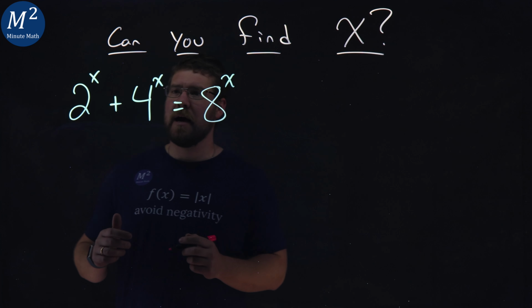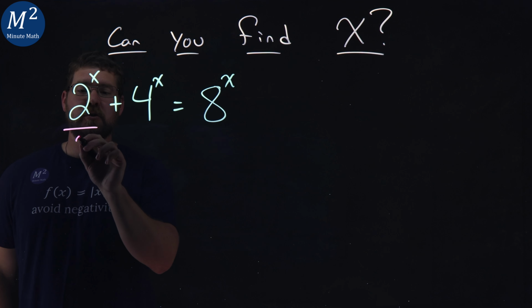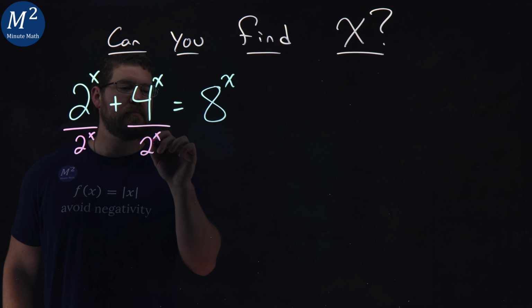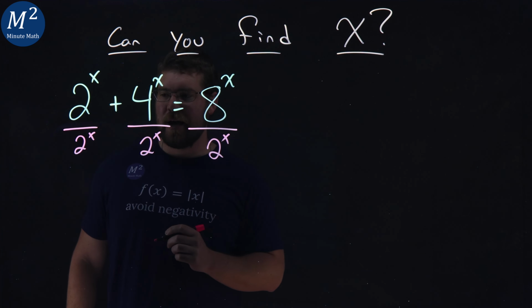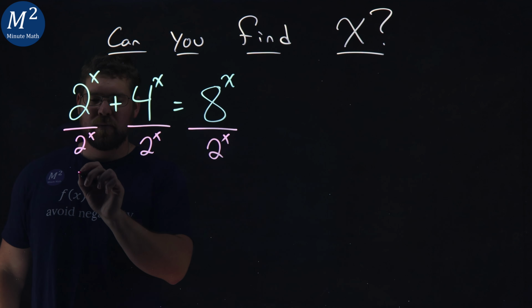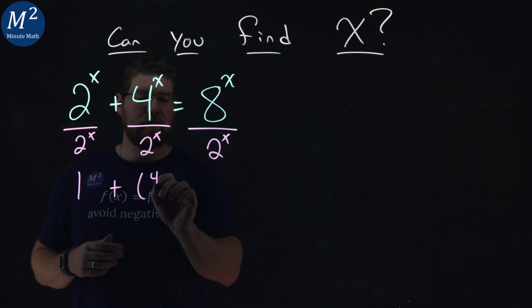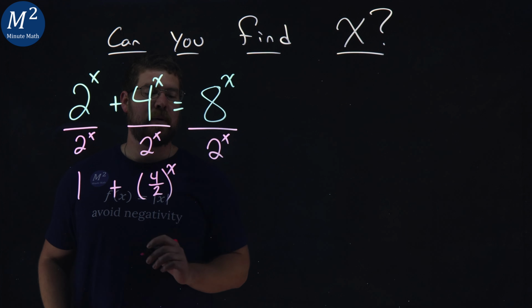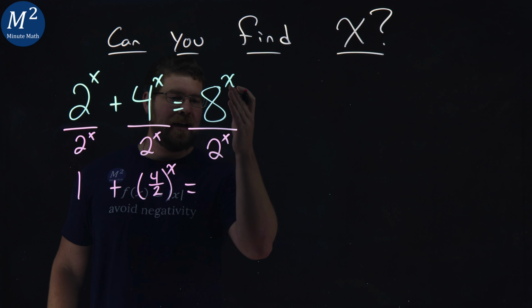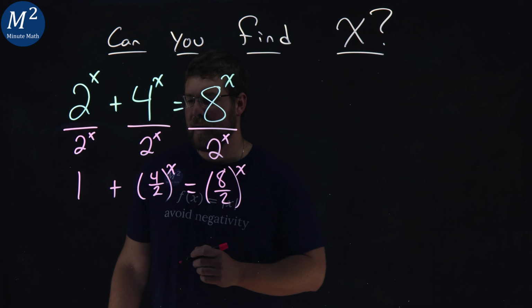All right, 2 to the x power plus 4 to the x power equals 8 to the x power. Let's divide everything by 2 to the x power. Not too shabby here. 2 to the x over 2 to the x, anything over itself is 1. We got 1 here, plus, since we have the same exponent, we can treat the bases right here: 4 over 2 to the x power as such. Same thing with 8 and 2 to the x: 8 over 2, all to the x power.